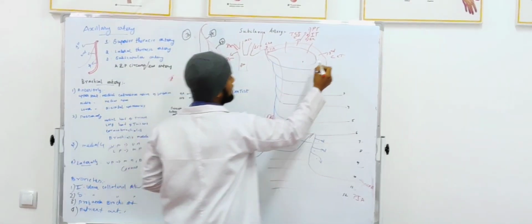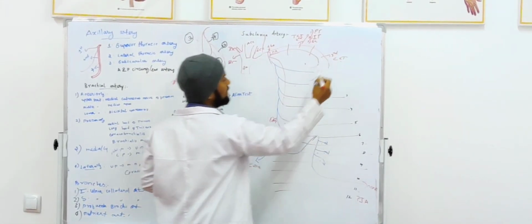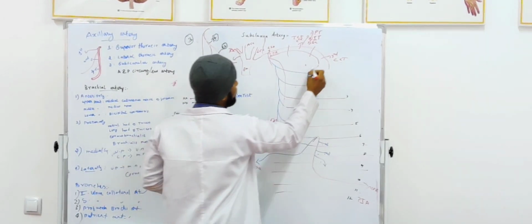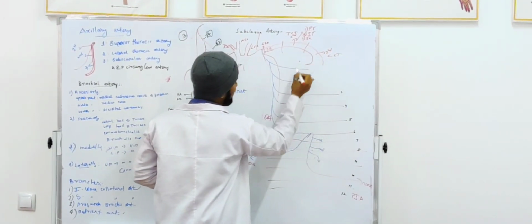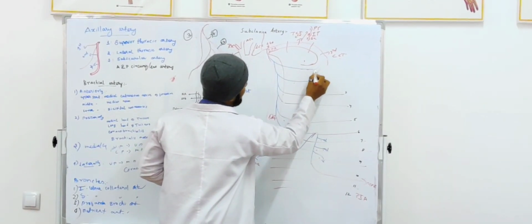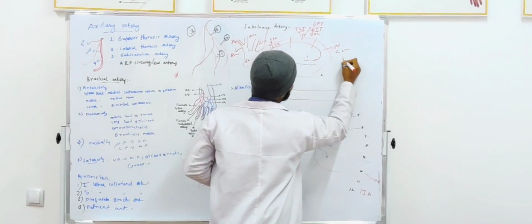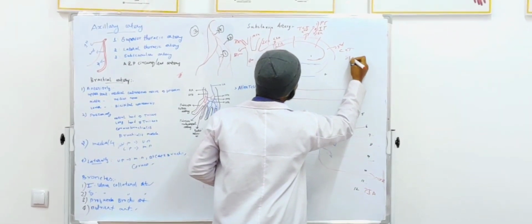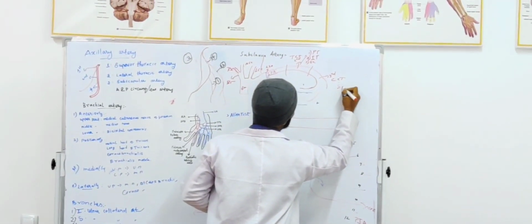And then we come to the third part, the costocervical trunk. The costocervical trunk gives the first two branches, and it anastomoses with the first two branches of the intercostal arteries, and this is the superior intercostal arteries.